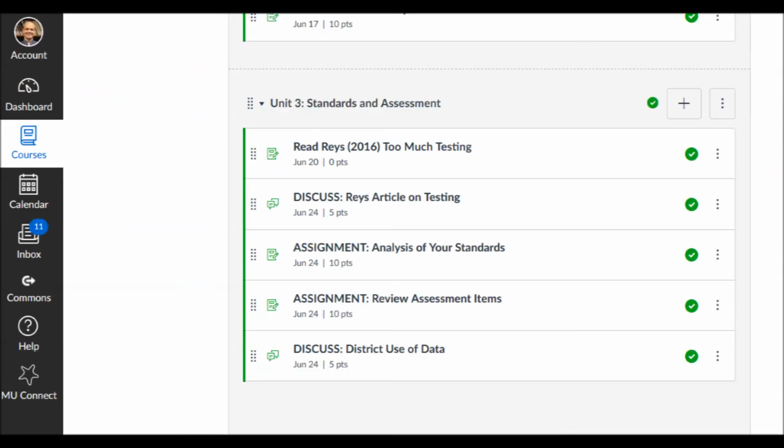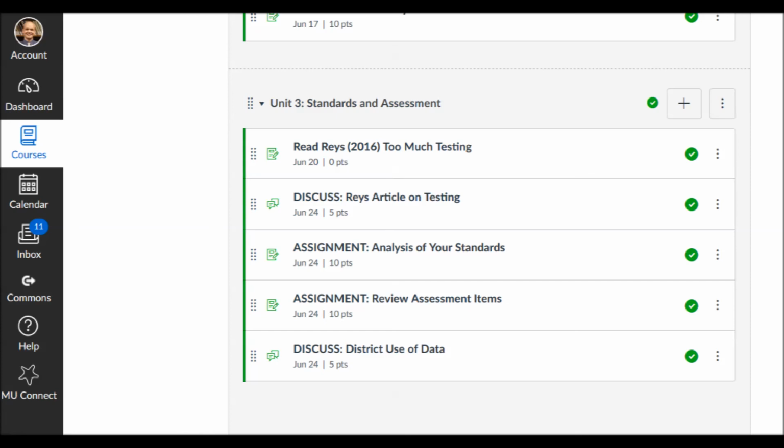Now looking ahead to Unit 3, which is going on this week, it deals with standards and assessment, which are the king and queen of curriculum, I would say. So in Unit 3, you'll read an essay by Bob Rees, who's an emeritus professor right here from Mizzou, and then there will also be a discussion forum on that reading. There's also a discussion forum about how you use assessment data in your teaching or at your school.